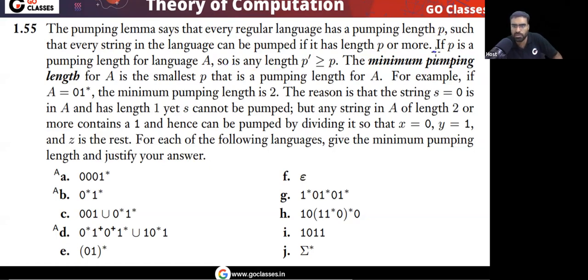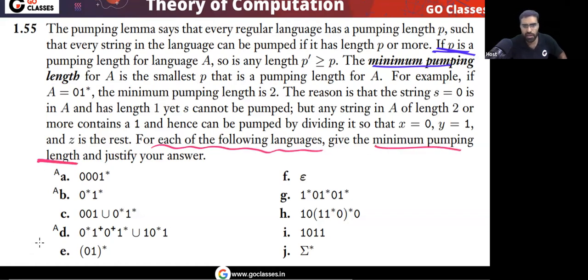This is also given, you can notice. So you can find the minimum pumping length, that is, the smallest P that is a pumping length for this language. For example, for this language, the minimum pumping length, MPL, is 2. Now the question is asking, for each of the following languages, give the minimum pumping length.